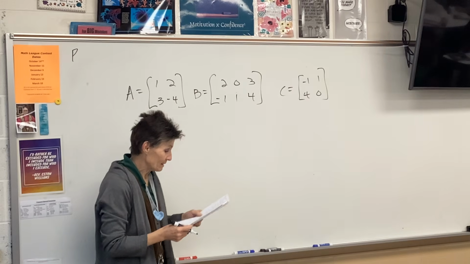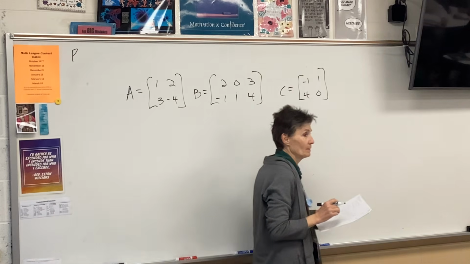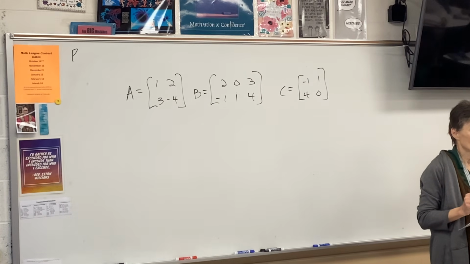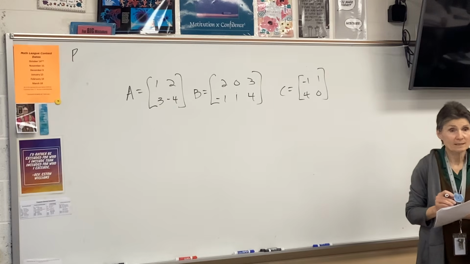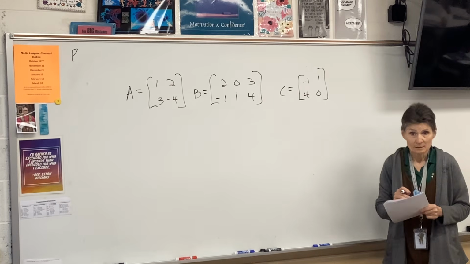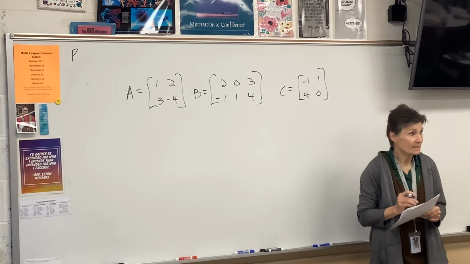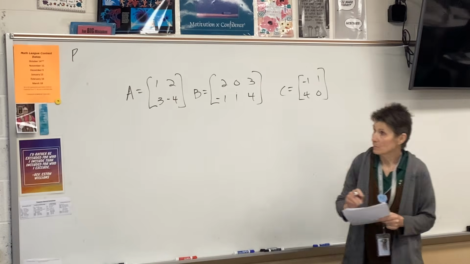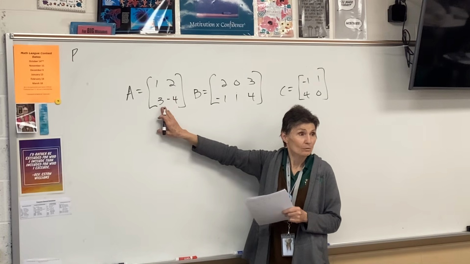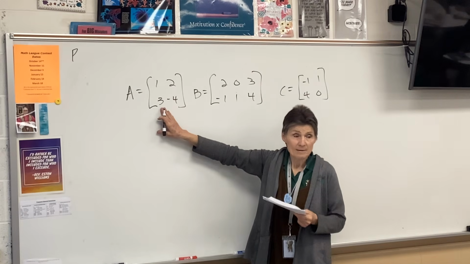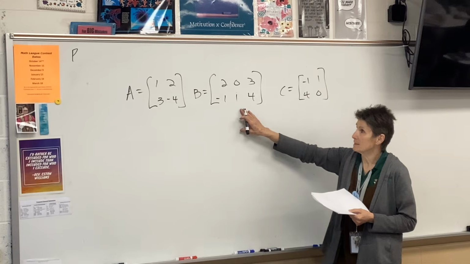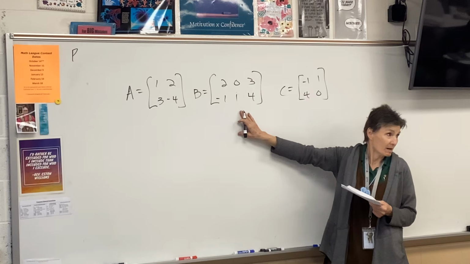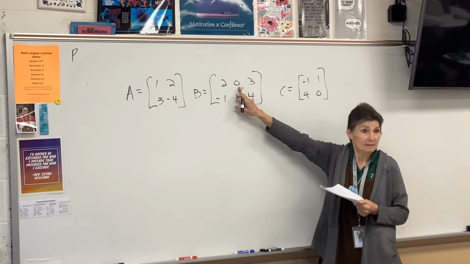What do we mean by A sub 2, 1? We're going to look at matrix A, and we're going to find the entry that is in the second row, first column. So the answer would be 3. And then B sub 1, 2. First row, second column. So that would be 0.